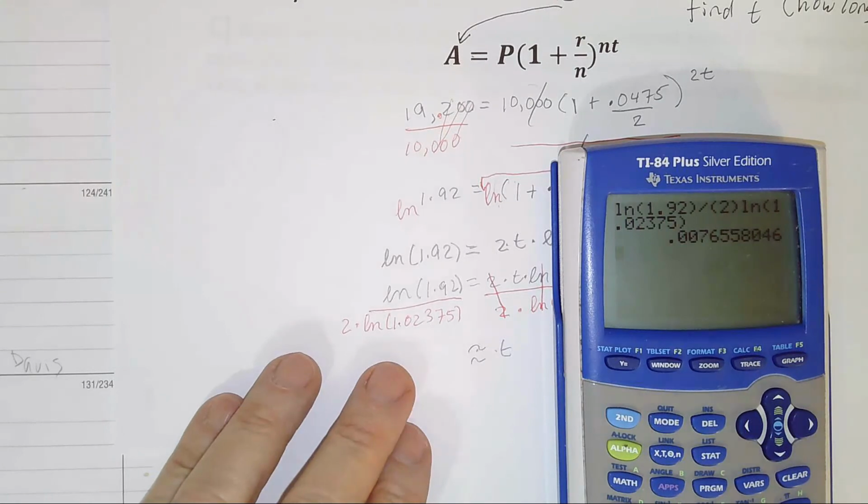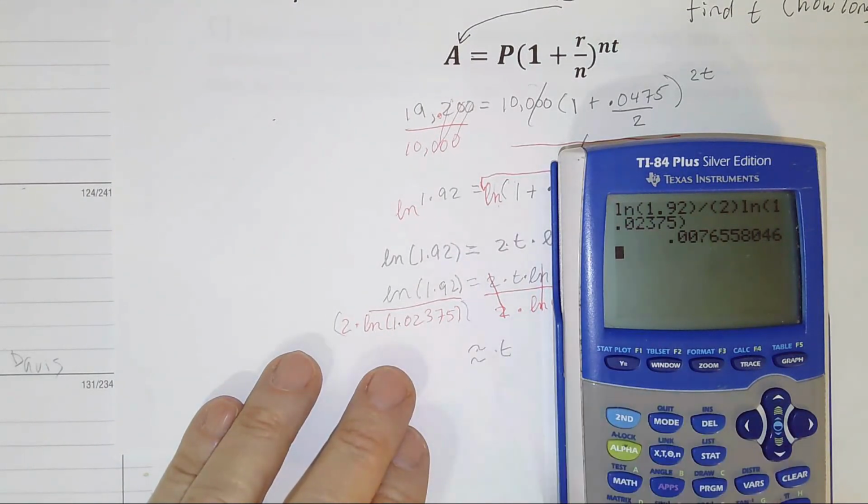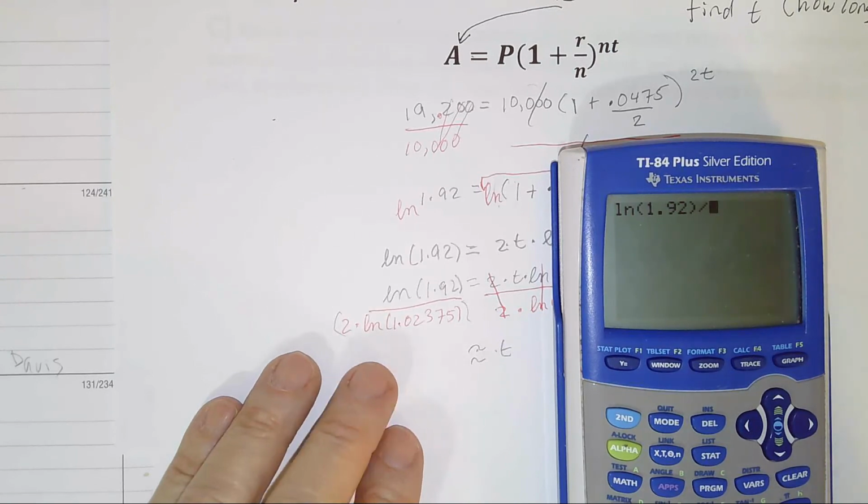Nope, I missed something here. Let's see, what did I do? So natural log divided by 2 times natural log of 1.02375. They probably want us to throw parentheses around the whole thing in the denominator. Let's try it again. So natural log of 1.92, and then divided by the denominator. So I'm going to put parentheses, 2. No, let's not do it that way. I want to do double parentheses.